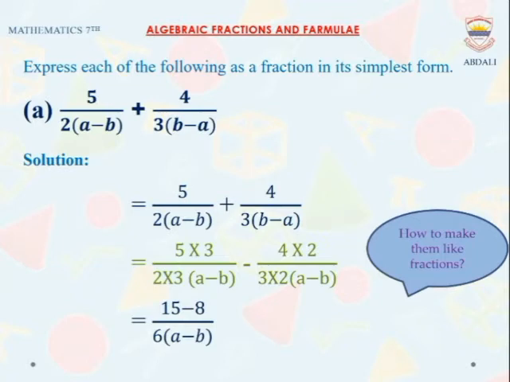So we will write our denominator one time, and in the numerator we will solve our question. 5 multiplied by 3 becomes 15, minus 4 times 2, which is 8. So 15 minus 8 over 6 times a minus b. 15 minus 8 is 7, so it will be 7 by 6 times a minus b. Now it cannot be simplified more, so it is your answer, and it is the most simplified answer.